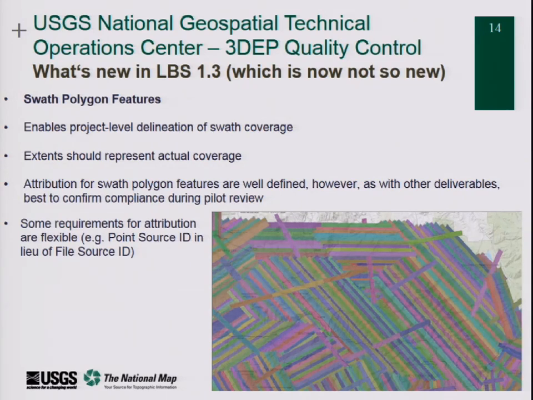This has been the case for any project that's been using this new LiDAR base spec for the last year or so. But in lieu of having the actual swath data, the USGS requires there be some spatial feature that shows the delineation of the swaths themselves. So we can tie the spatial extent of a swath or a flight line, a scan of LiDAR data, back to the information that's in the tiled form. And of course, there's a requirement for attribution within the swath polygons.